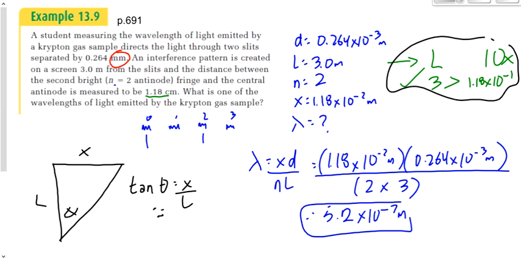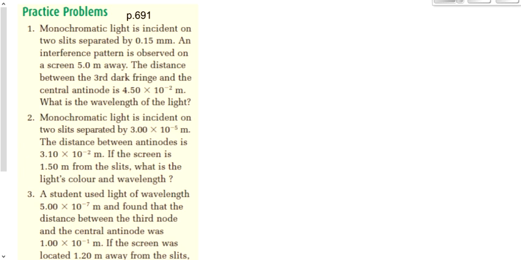All right, I'm going to give you a few minutes here to work on 3 questions on page 691. Be careful on these. Pay attention to little things like third dark fringe, central antinode. 0.5, whole numbers, 0.5s. Okay, watch out for little things like that, okay? See what you can do here.